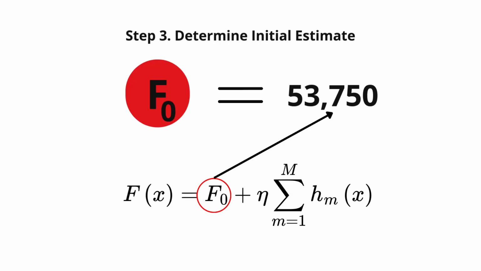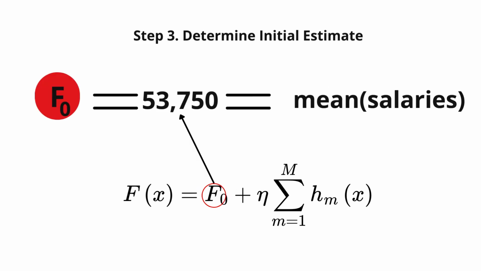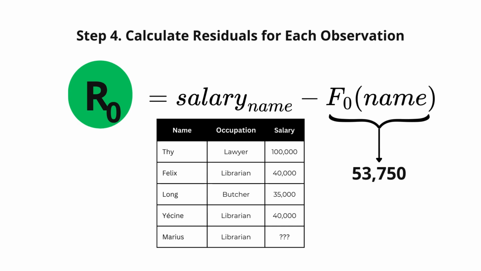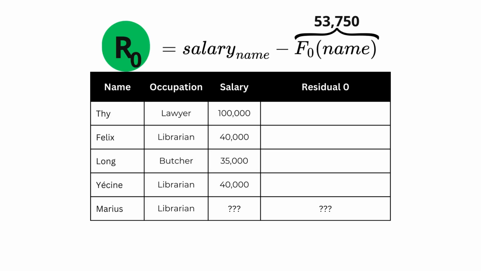Now, we finished step 3. You can notice that this value is the average of the target. So, losses are minimized by the average. We will use this information later in our decision trees. Step 4. With our initial estimate, we calculate the residual for each observation. In our case, the residual of one observation is equal to the salary minus our current estimate function f sub 0. We do the same calculation for each observation and add a new column, residual 0, in the dataset.